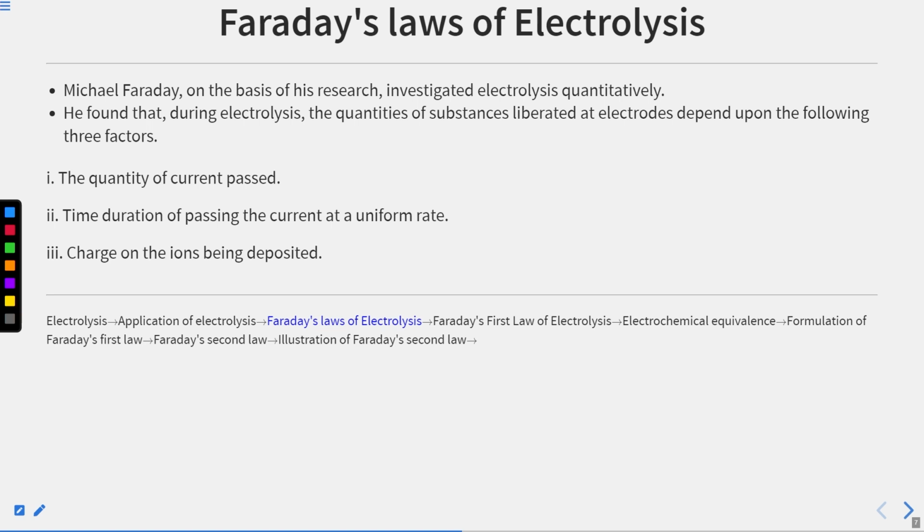The first one is the quantity of current passed. You know very well that more current passed means more electrolysis is happening. Second, the time duration for which the current is passed at a uniform rate. For what time is it being passed? First, the quantity of current, whether it is 1 ampere or 2 ampere, and for how much time that 1 or 2 ampere is applied. Third, and the last one, is the charge on the ion. So it also depends on the charge. We'll see how the charge affects our electrolysis.